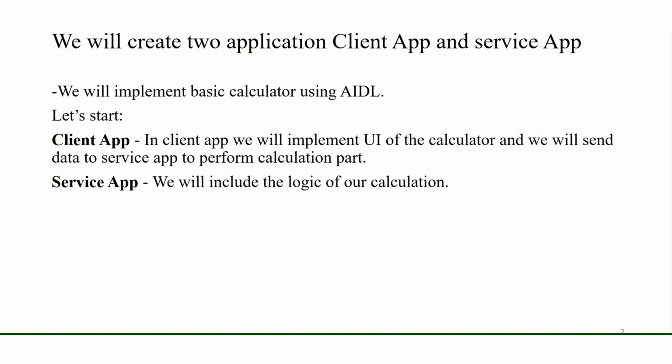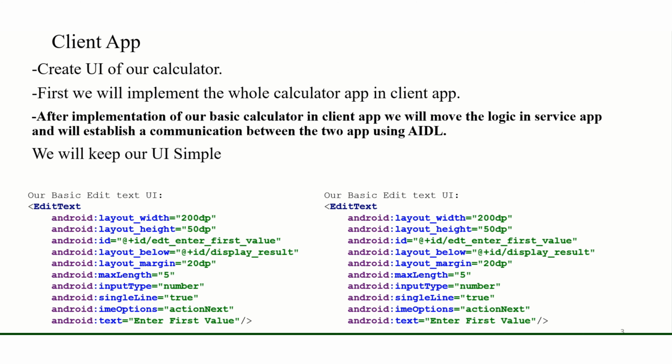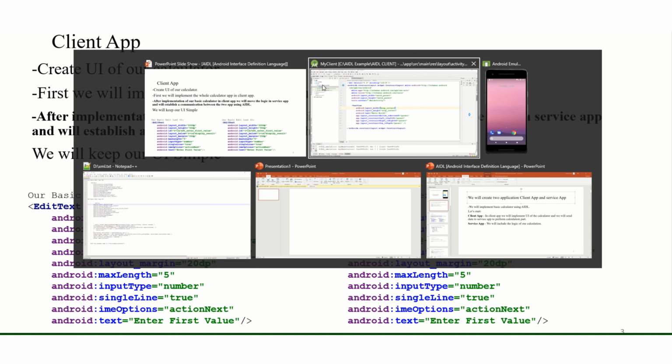In client app, we will include the UI, all UI related things, and for the calculation part, we'll put all our logic in service app. So let's first start with the client app. In client app, as I have told, we will create the UI of our calculator. For simplicity, what we will do first is implement our basic calculator app in our client app. So let's start with that.